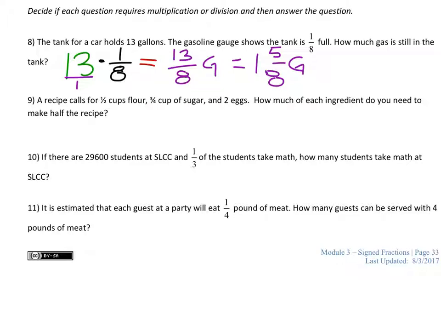The recipe calls for 1/2 cup of flour, 3/4 cup of sugar and 2 eggs. How much of each ingredient do you need if you half that recipe? So for the flour, we're going to need 1/2 cup for the original recipe, but if we're going to cut that in half, it really means we're going to divide this by 2.